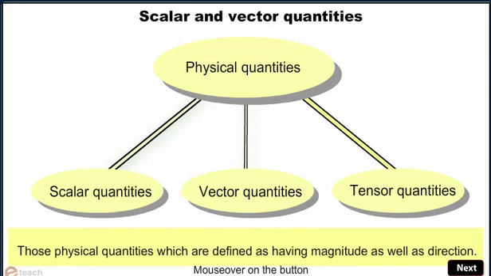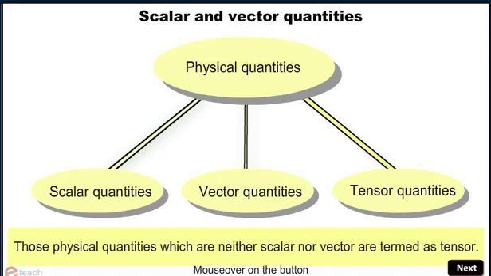Vector quantities are those physical quantities which are defined as having magnitude as well as direction. Tensor quantities are those physical quantities which are neither scalar nor vector, and they are termed as tensor.